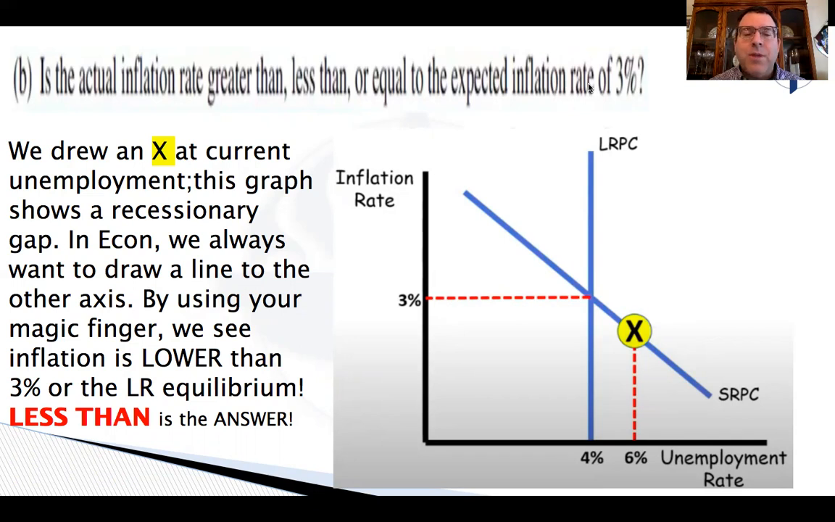The number is going to be lower. You can write 2.75, but you don't have to. You just make sure the line is going across. And because 0 is in the bottom left corner, your finger is ending at a point that's lower than 3%. Lower than 3% is less than. The actual inflation rate is less than the expected 3%. That's your answer. See, you told that story very easily.